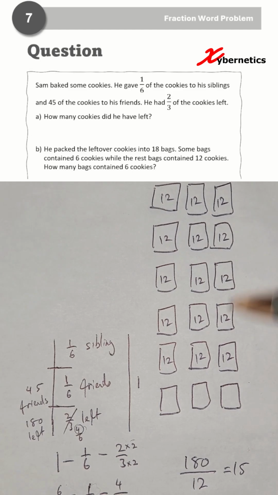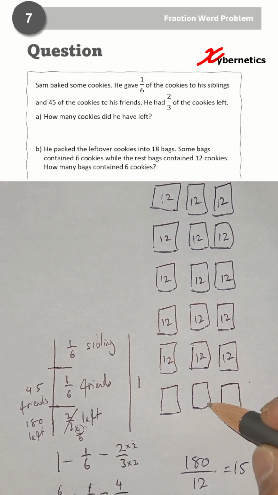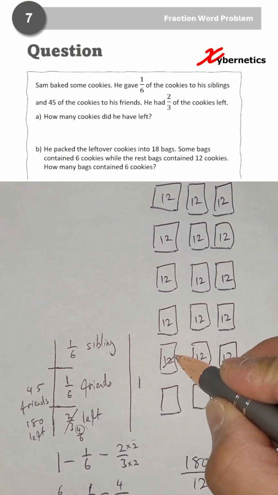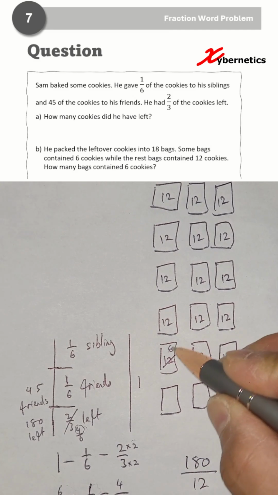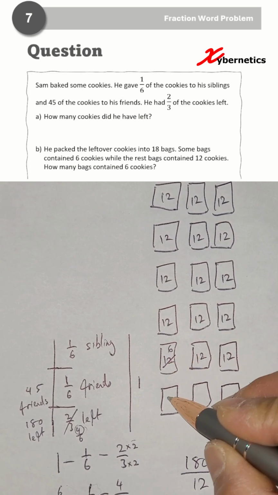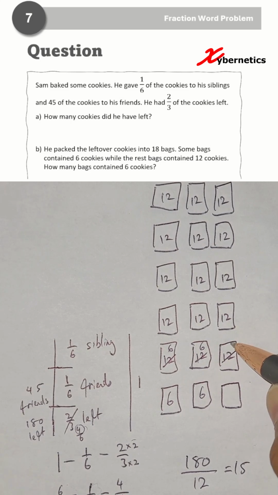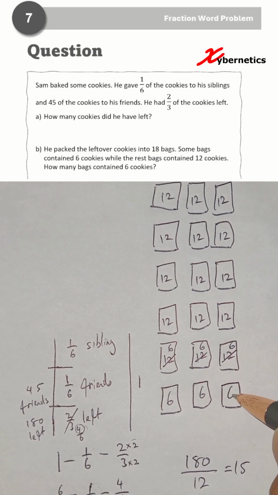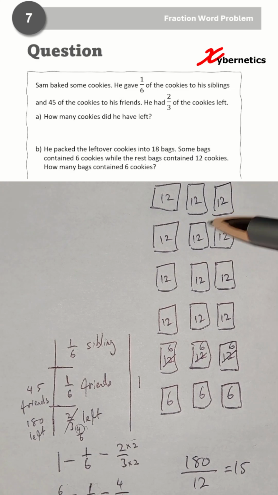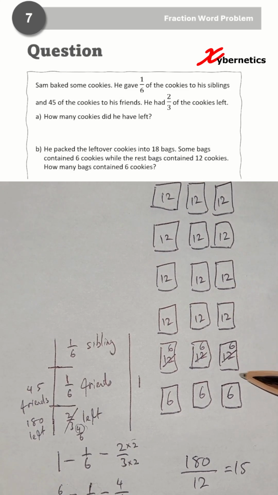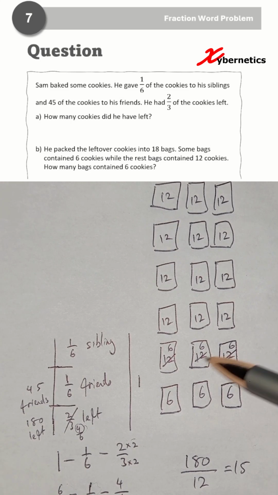But in order to make 18 bags altogether, you're going to have 6 cookies in some of them. The way to do it is to basically take the last 3 of these 12 and divide them into 6 cookies in each bag. So basically remove 6 and this becomes 6. And the removed 6 goes to this bag here. So you take out 6 from this 12 bag of cookies and then put it in here, equally divided. Now you have 18 bags altogether, and at the same time, you have some bags with 6 cookies in them. The answer to B would be 6 bags would contain 6 cookies.